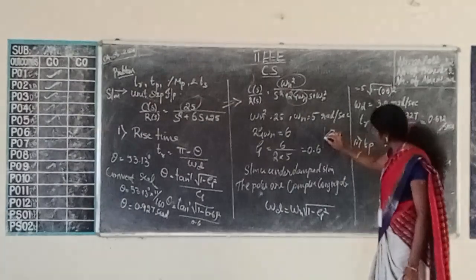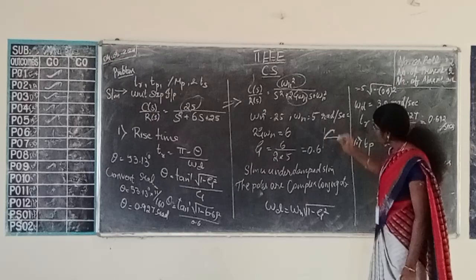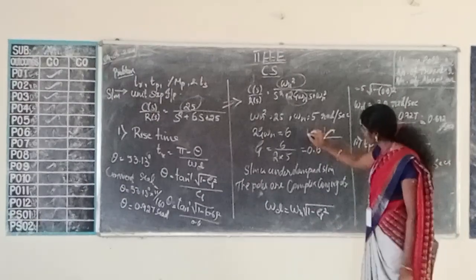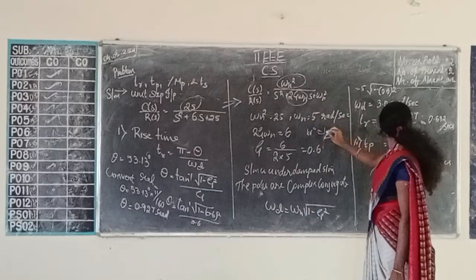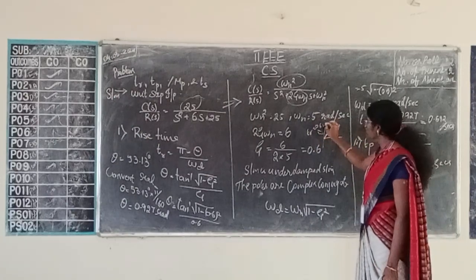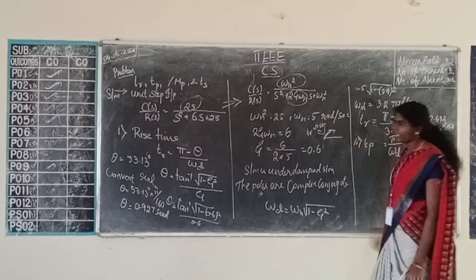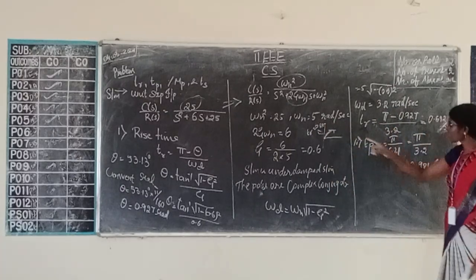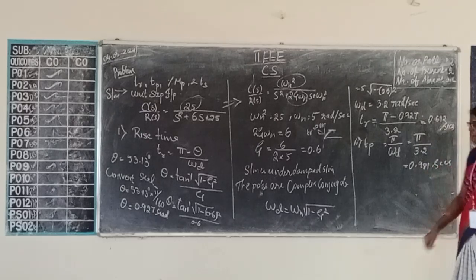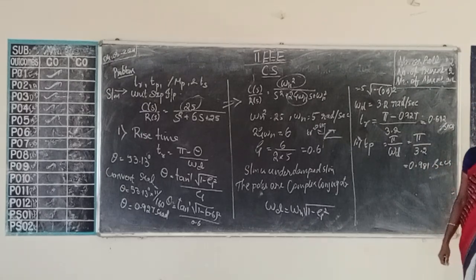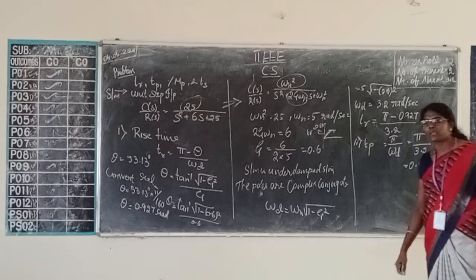So you have to draw the graph also. Finally, you can draw it like this and present it. This is the rise time, theta, which is 0.692 seconds, and here is the peak time. You can mark that as TP. Peak time is equal to 0.981, and after that, the maximum peak overshoot.